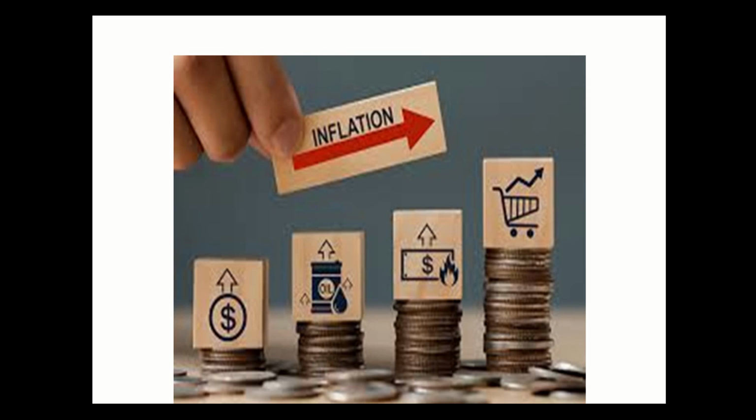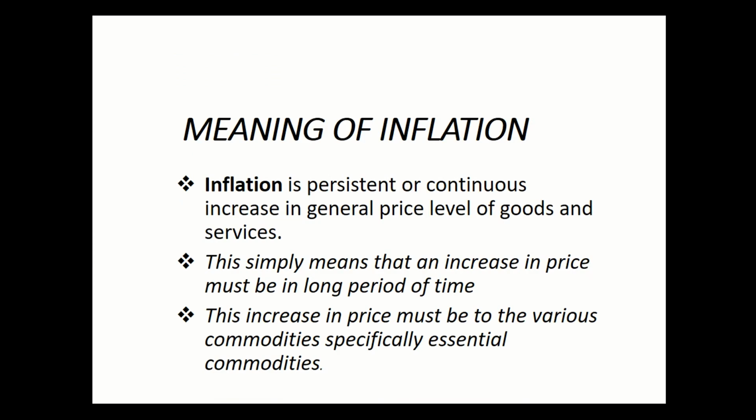Wonderful. When someone says inflation, it is a persistent rise or continuous increase in the price level of goods and services. And here, know that when we say persistent or continuous rise in the general price level of goods and services, it means that the increase in price must be over a long period of time. When you are saying continuous or persistent, it means that the increase in price takes a long period of time.